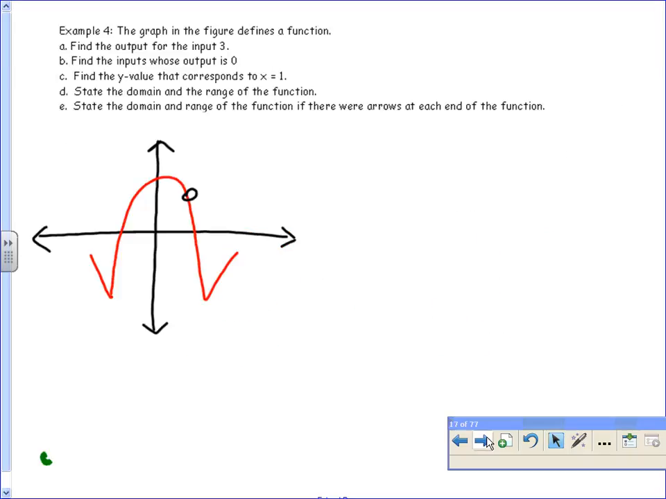And the next example, what we're going to do is find the output for a certain input. You would just look at your table here and find this. So we're going to find the output, we're going to find inputs, we're going to find domain and range in these cases. Okay, so we start out by finding the output for the input 3. If I look at where x equals 3, I notice that x equals 3 about right here.